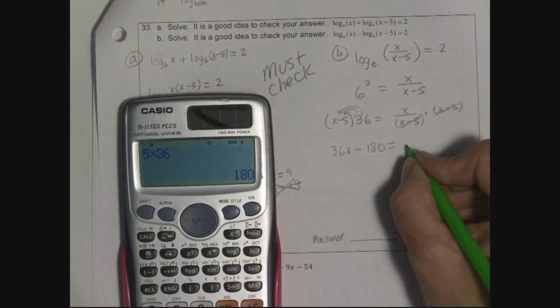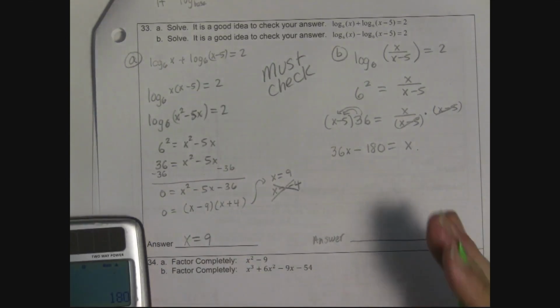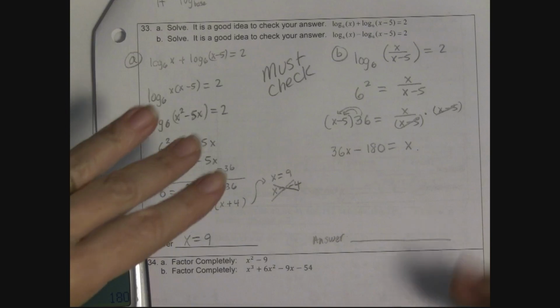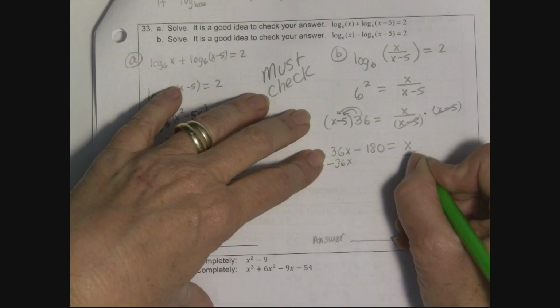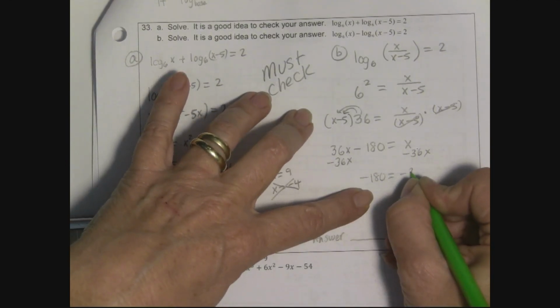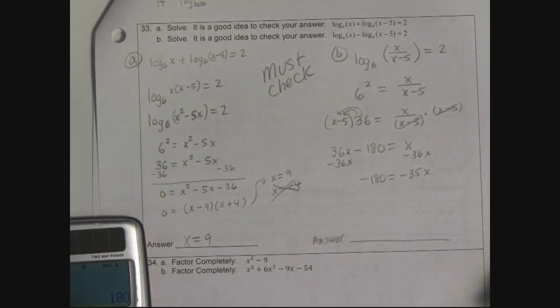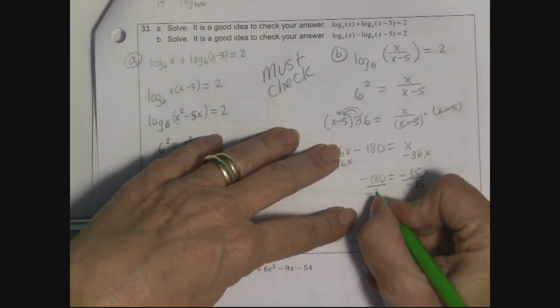X minus 5's cancel out and I get x. And I'm solving away. I need to get the variable on one side and the numbers on the other. I'm thinking about subtracting 36x to the other side. So I get negative 180 equals negative 35x. I'm going to divide by negative 35. My answer is going to be a positive value.